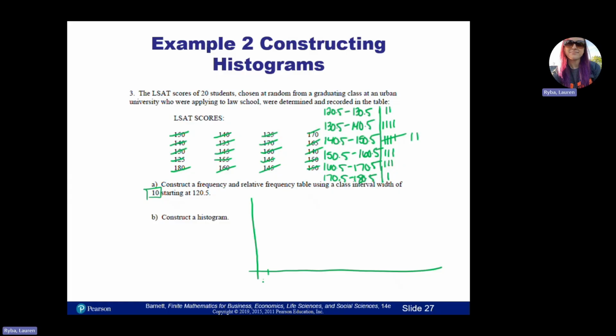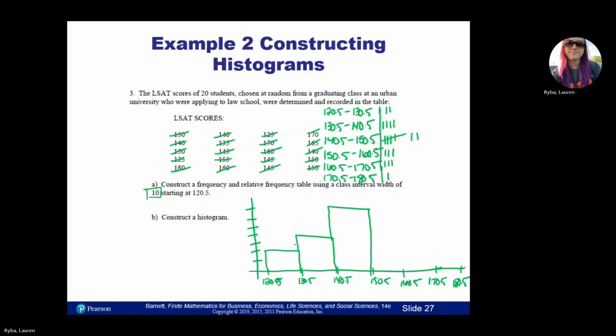So then on the bottom, I put my 120.5, 130.5, 140.5, 150.5, so on, all the way over. And then the highest count I need is 7. Okay, so the first bar is 2. Then there's 4. And then there's 7. And then there's 3. 3, 1.